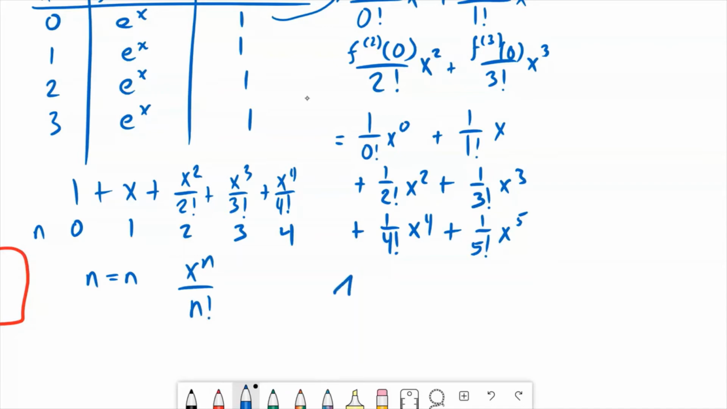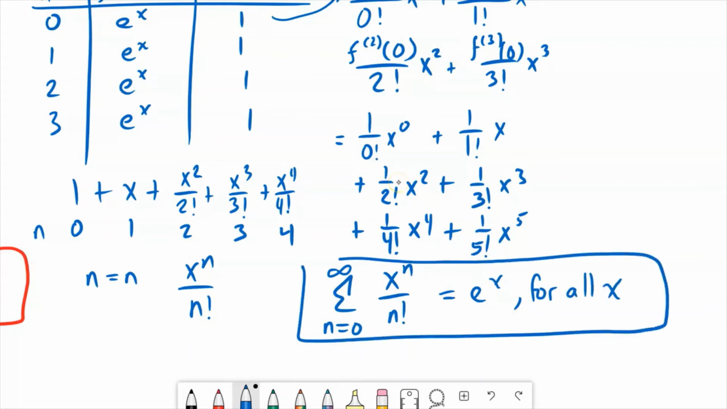So that is the infinite series: the sum from n equals 0 to infinity of x to the n divided by n factorial. And since e to the x is defined for all x, this is equal to e to the x for all x. And that's the second result. So this is the second one you must know. Let's move on to the third one.